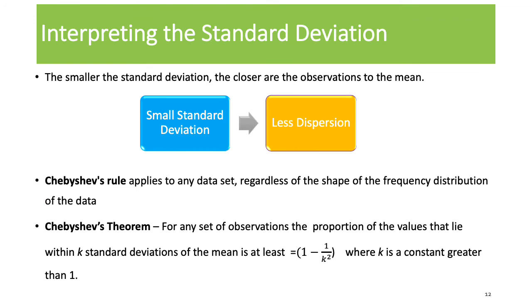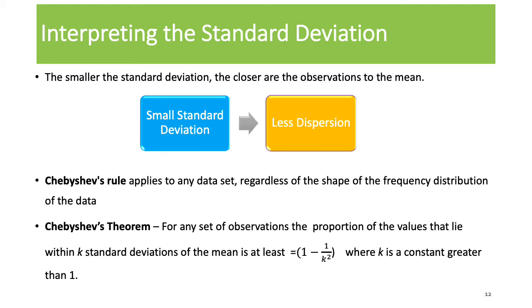The next thing we want to think about is how we interpret the standard deviation. One of the ways we interpret the standard deviation is by using what's called Chebyshev's theorem. So remember that the smaller the standard deviation, the closer the observations are to the mean. First, what is Chebyshev's rule? Chebyshev's rule applies to any data set regardless of the shape of the frequency distribution of the data. So what is Chebyshev's theorem?